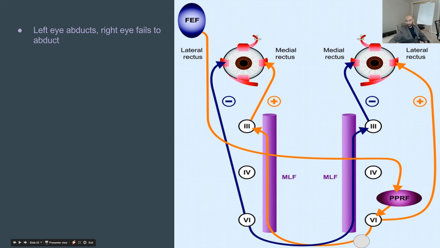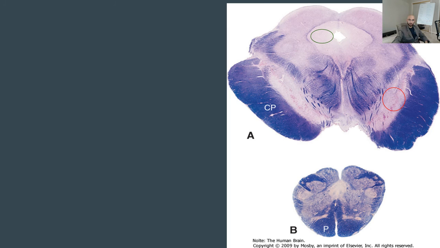Signal goes there, still abducts, but because the signal doesn't move up to nerve 3, the right eye doesn't agree and it doesn't adduct, okay? Right eye fails to adduct. This is a typo. This should be adduct. Sorry about that. And so that was what may have been wrong with the patient we saw in class, the video we saw in class.